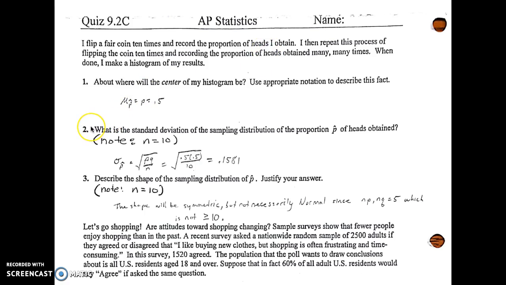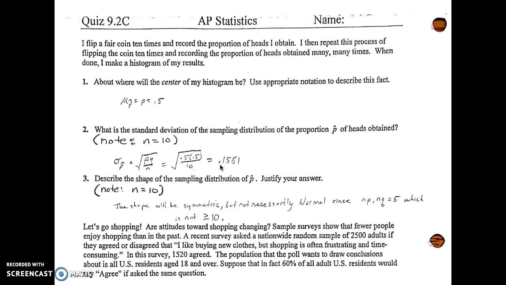Question 2, what is the standard deviation of the sampling distribution of the proportion p hat of heads obtained? The formula for standard deviation is sigma of p hat is square root of pq over n. If p is 0.5, then q is also 0.5. Q is just the opposite outcome, or 1 minus p, divided by n, which is 10, because you're flipping it 10 times. You plug this in your calculator, you're going to get 0.1581.